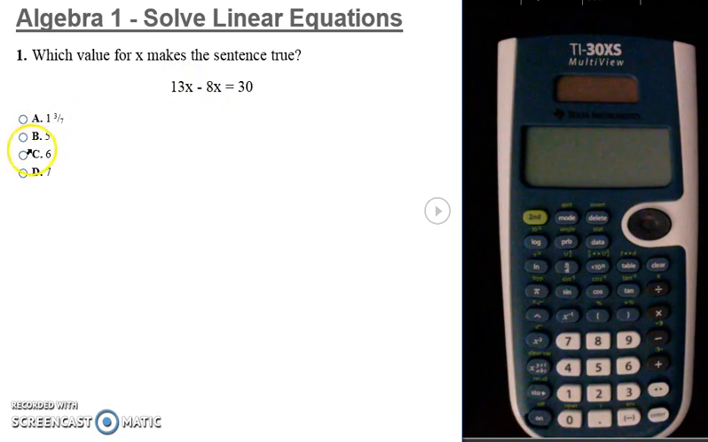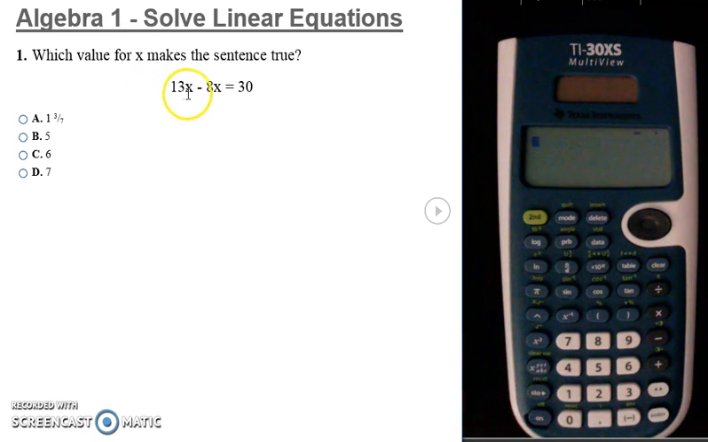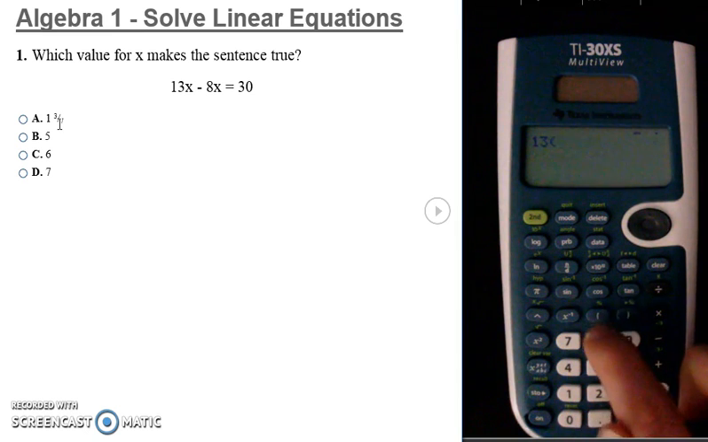These are the four possibilities that we have for x. We want to see which one of these, when I plug it in where I see x, so here it's two different places, will actually equal 30. And remember, anytime you're substituting, you're going to want to use parentheses. So here I'm going to have 13 times x, and I'm going to choose choice A as my first try. I'm going to have 13, but instead of typing in x, I'm going to type 1 and 3/7 in parentheses.